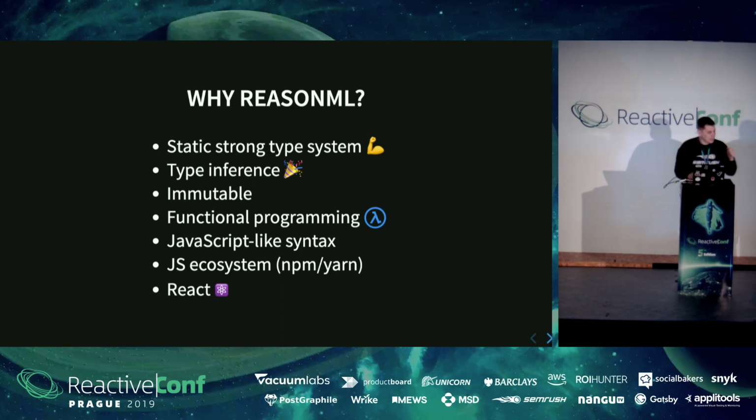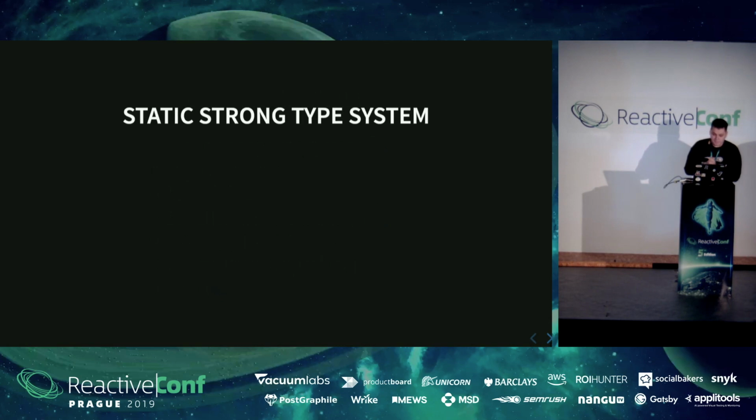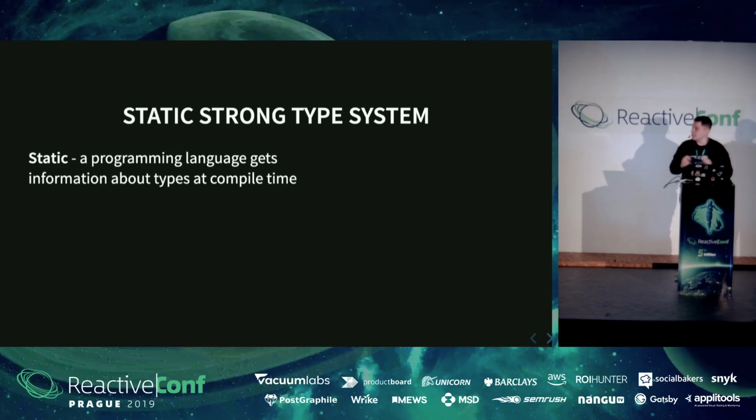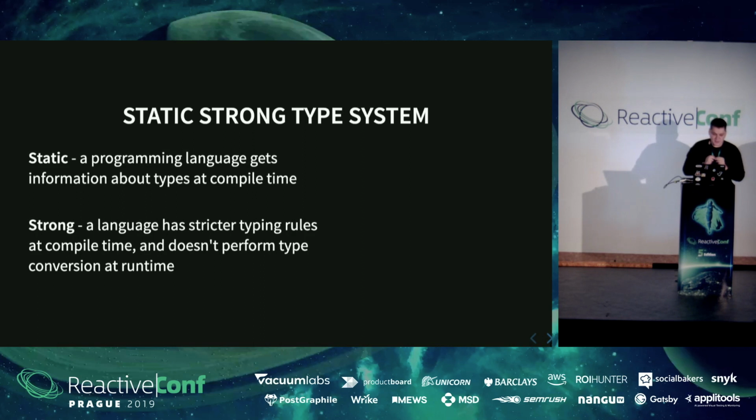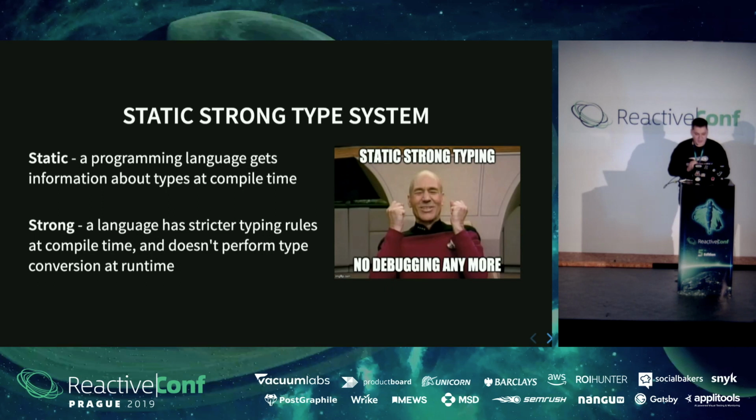Okay, now let's go in order. As I said before, ReasonML has a static, strong type system. Static means that a programming language gets information about types at compile time. And strong means that a language doesn't perform type conversion at compile time. These two rules give us guarantees that there will be no runtime errors associated with types.